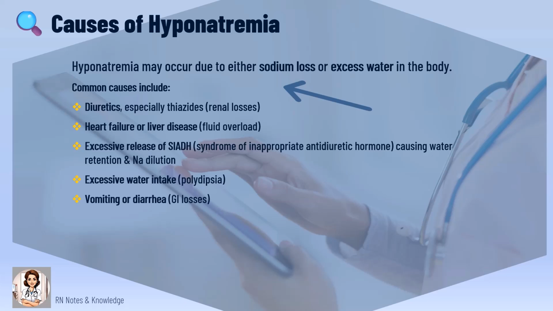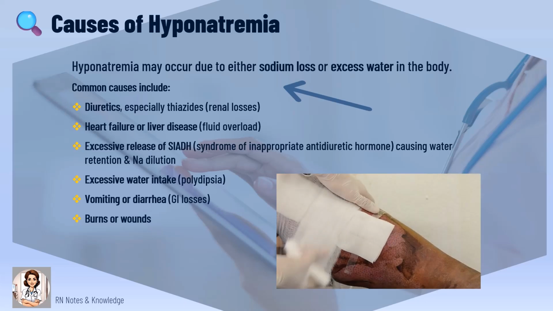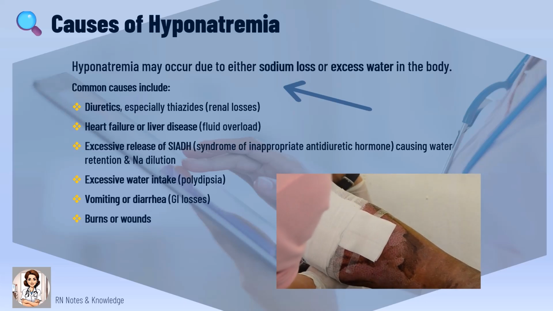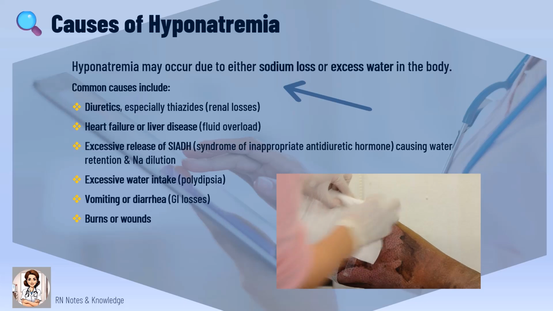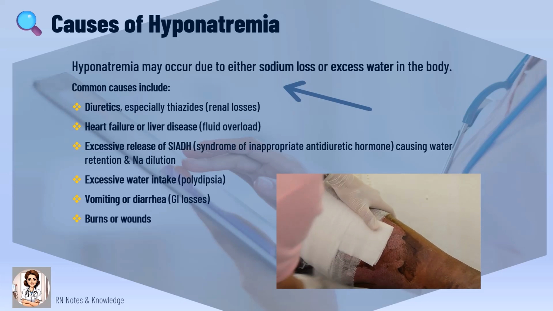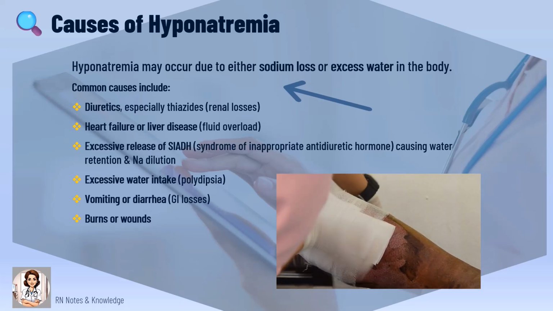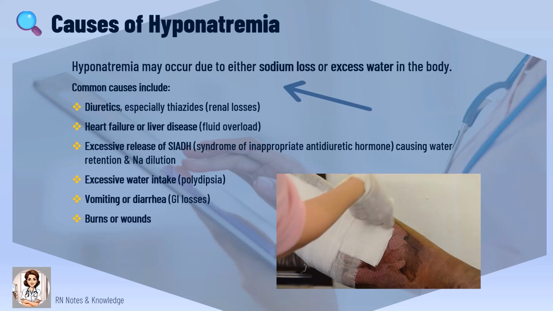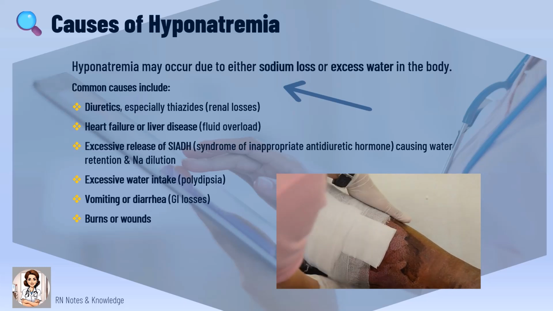GI losses such as vomiting and diarrhea, gastric suction, and burns and wounds. So with this type of injury, there's great quantities of sodium and chloride that get lost from the wound, essentially oozing from the burned surface or wound areas. This loss can also occur with increased environmental temperatures, diaphoresis, and fever.